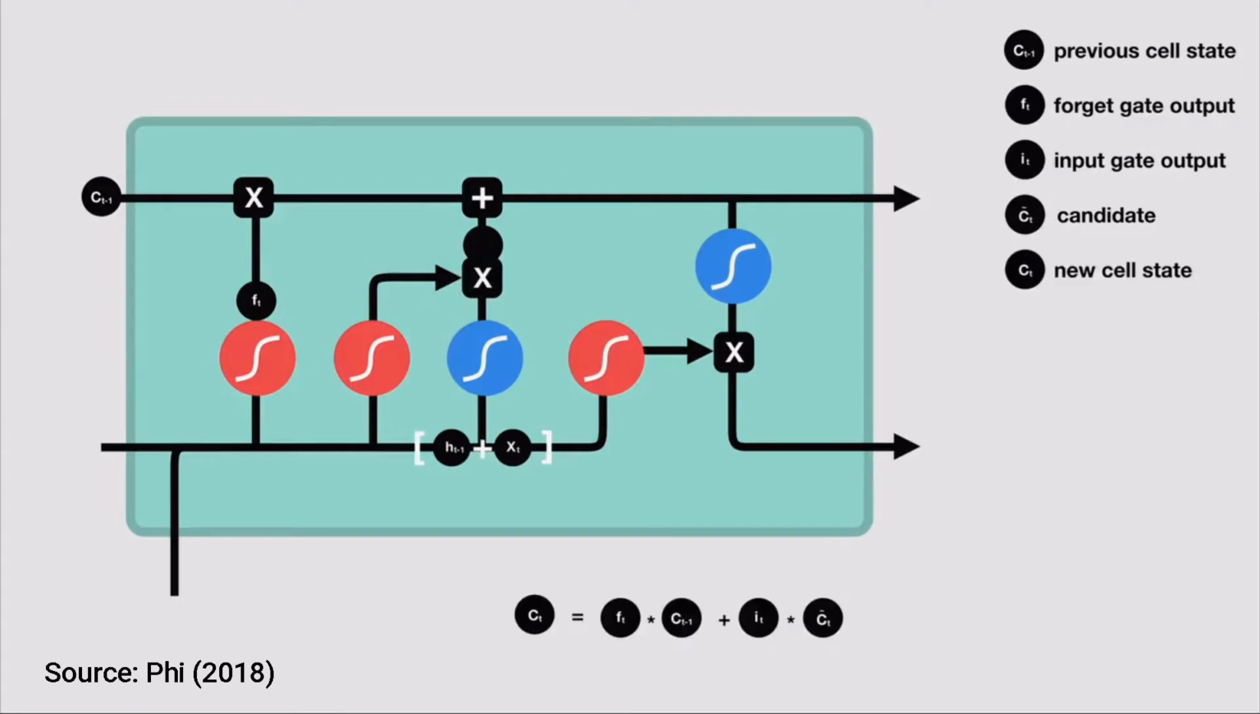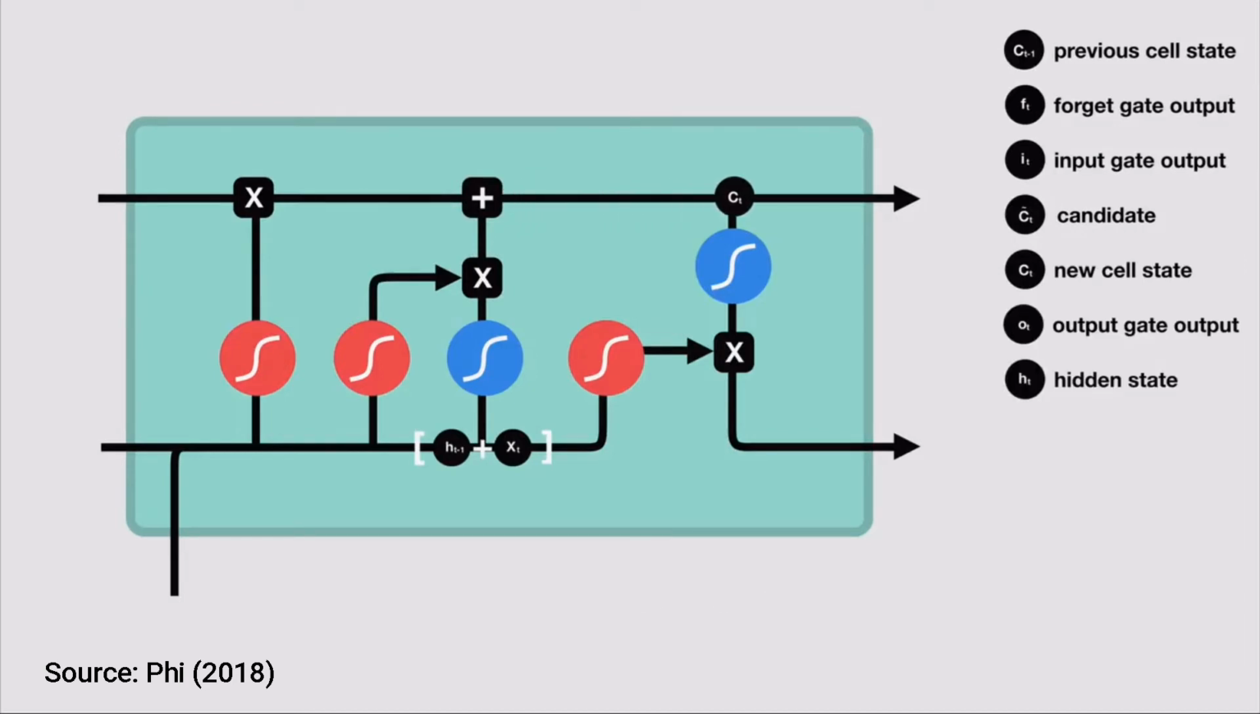Now we have enough information to calculate the cell state. This gate updates the cell state to new values that the neural network finds relevant. Then calculate it with this formula to get new cell state.